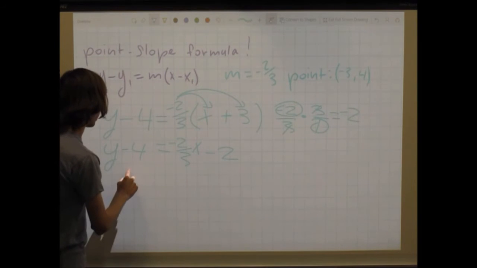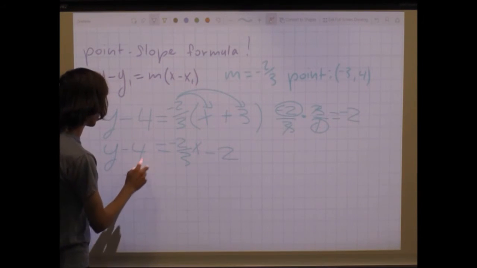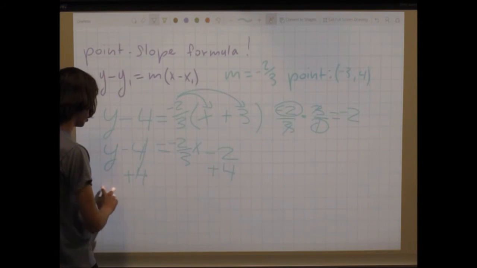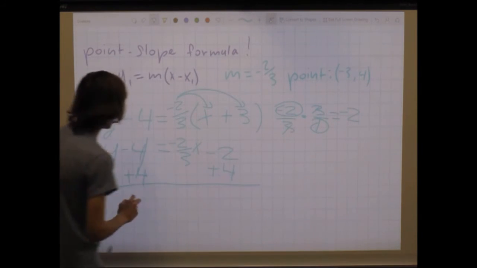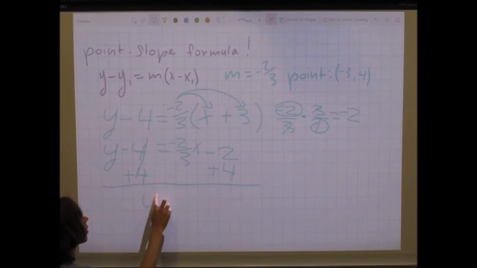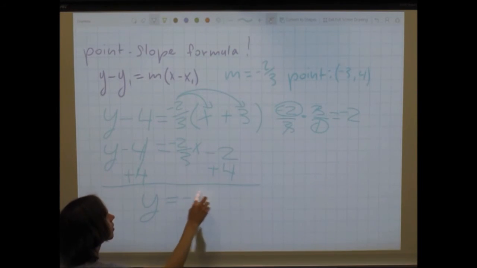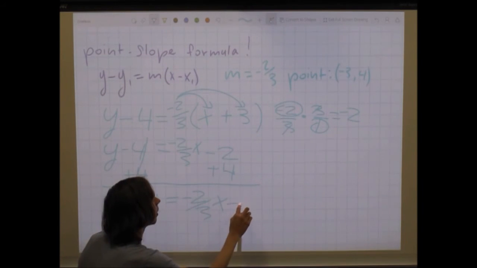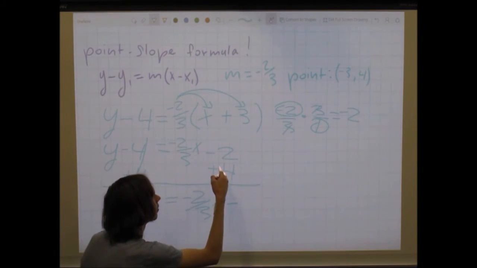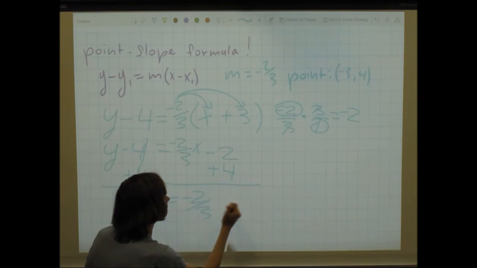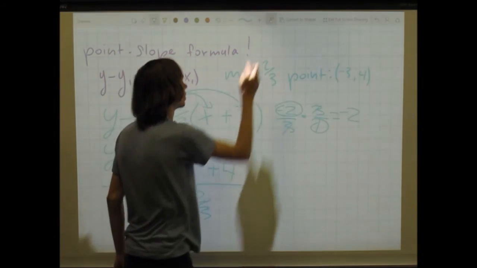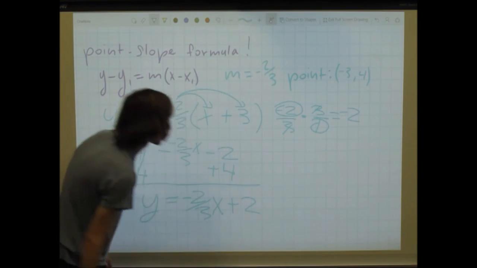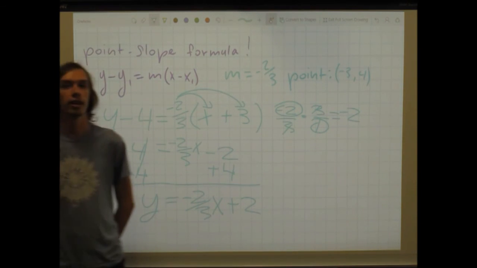Okay, then add 4 to both sides so that we can get this y by itself. That's going to cancel out, and over here we're going to have y equals negative 2/3 x, and then we have negative 2 plus 4. So that's actually going to be negative 2/3 x plus 2. So hopefully you got the same thing on yours.